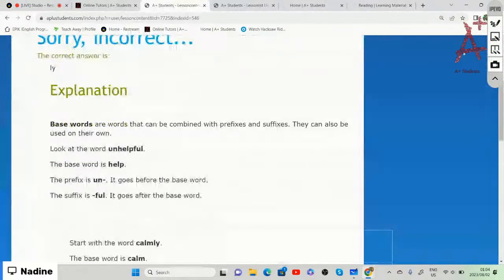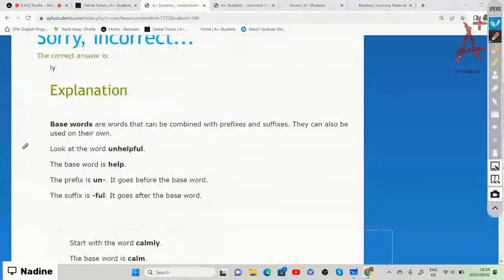So base words, right? We'll start with base words. Base words are words that can be combined with a prefix and with suffixes, and they can also be used on their own. Firstly, it can stand on its own, but it is also a word that we can combine with a prefix and with a suffix.